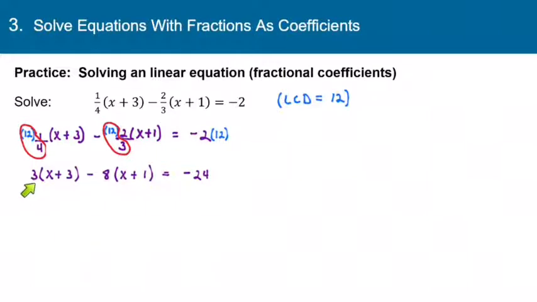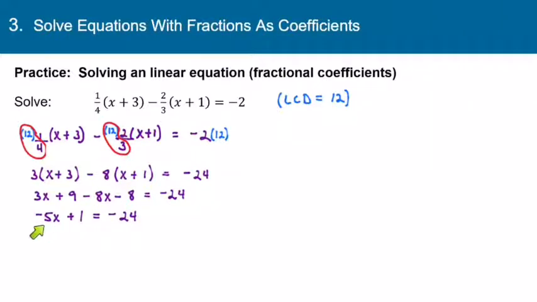Now let's distribute the coefficients here. 3 times x is 3x. 3 times 3 is 9. Minus 8 times x is minus 8x. And minus 8 times 1 is just minus 8. Still negative 24 on the right side. Now let's combine like terms on the left. Positive 3x and negative 8x together make negative 5x. Positive 9 and negative 8 together make positive 1.